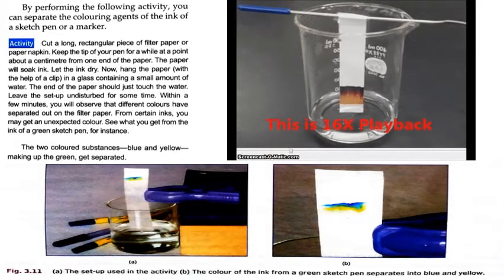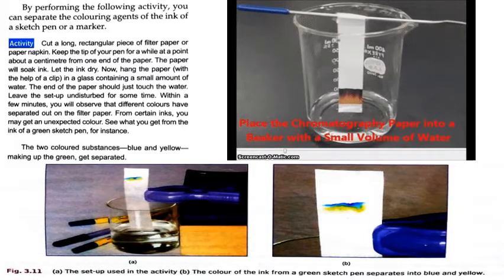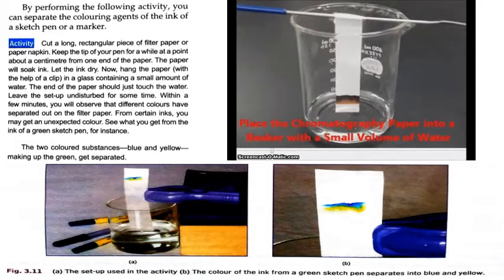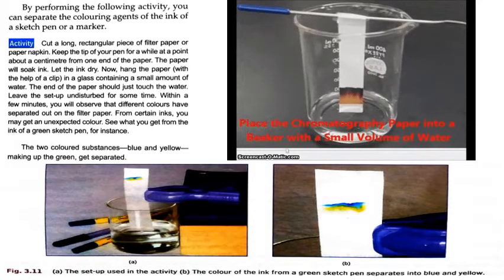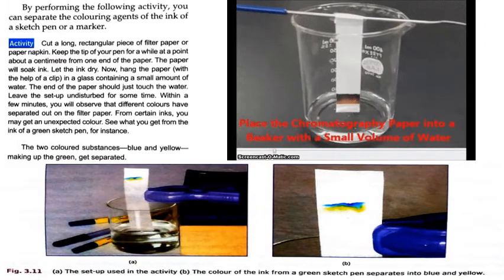Now hang the paper with the help of a clip, as they have shown you, in a glass containing a small amount of water, a little bit. The end of the paper should just touch the water. Leave the setup undisturbed for some time. Within a few minutes, you will observe that different colors have separated out on the filter paper.